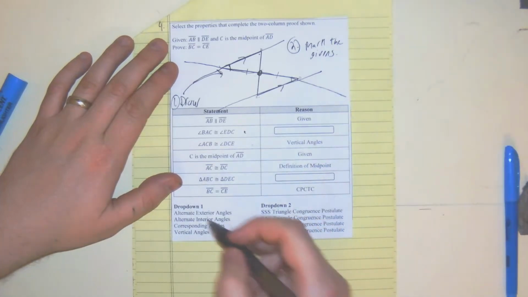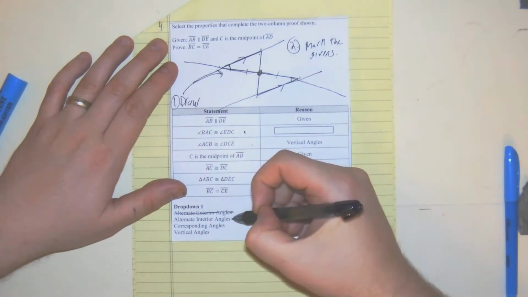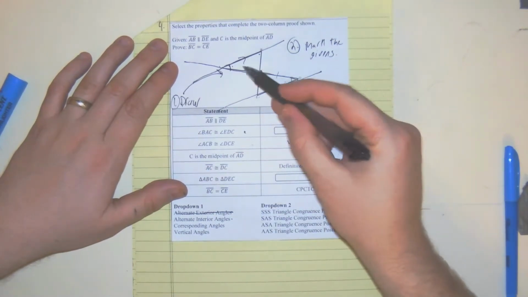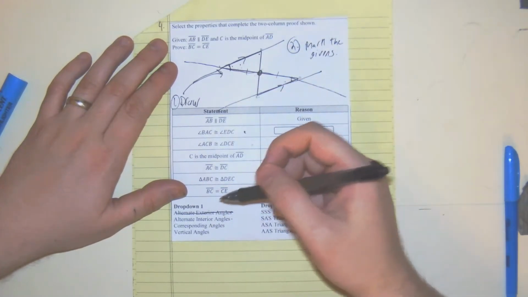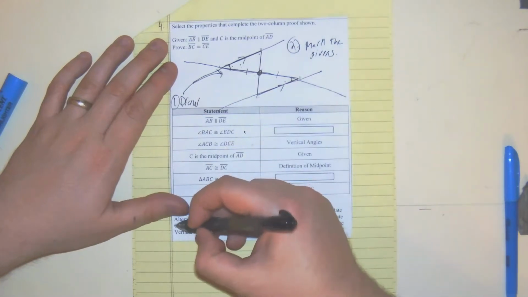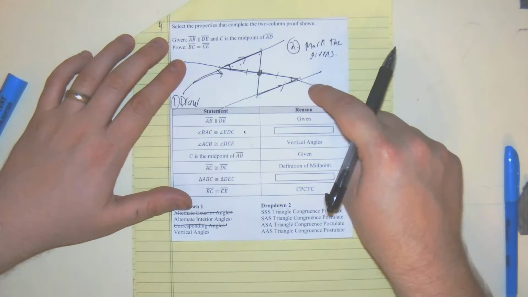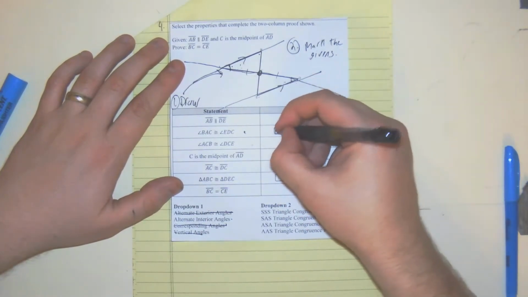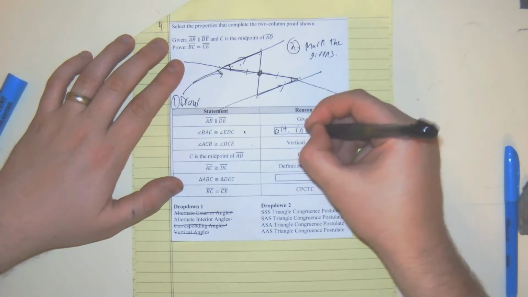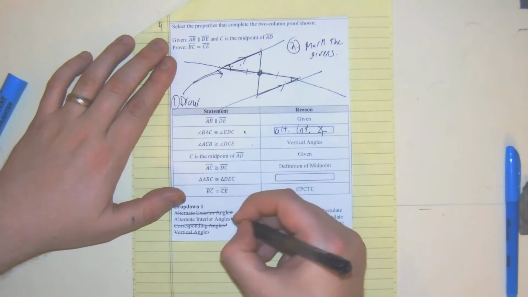So if we're inside of it, anything with exterior is out. So it could be alternate interior, because we're alternating in between the different parts of the transversal and they're inside. Corresponding would mean they're on the same side, they're not on the same side. And vertical would mean that they're sharing, or the opposite angles between two lines, which they're not. So alternate interior angles is all that makes sense. Just going to shorthand it, so this is our answer for that one.